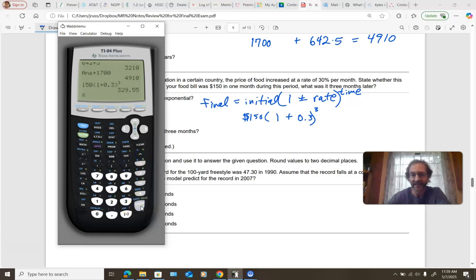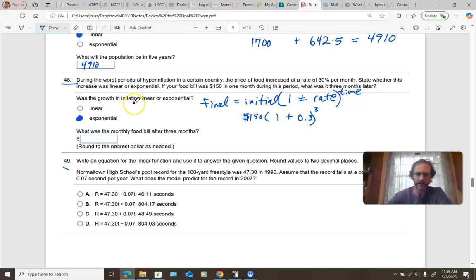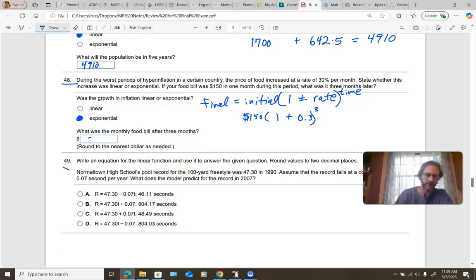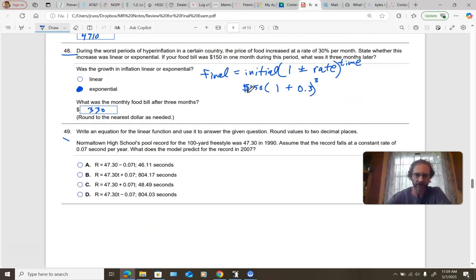We're going to get 3. That's pretty crazy, isn't it? $329.55. It says round to the nearest dollar, though. So to the nearest dollar, this 5 would bump that 9 up to a 10, which would make that 29 become 30. So $330. So that's just 3 months, guys. Think of what the food bill would cost after a year. So that's an example of hyperinflation. That's something hopefully we'll never have to experience.